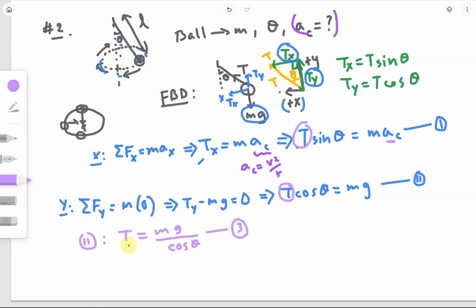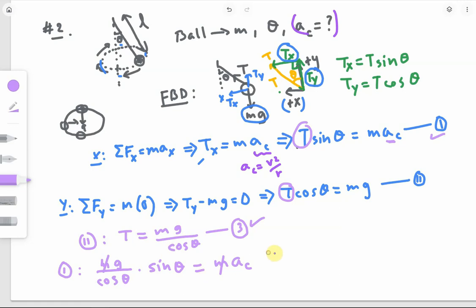Now, wherever you see T, you're free to replace it by mg over cosine theta. So use 3 in equation 1 because there is a tension T in it. So go ahead and do that. Then 1 becomes mg over cosine theta multiplied by sine theta. We are just writing out equation 1, but everywhere it is T, we are replacing T by equation 3, equal to the mass times the centripetal acceleration. On both sides of the equation we have the same mass, the mass of the ball. So the masses can be divided out.